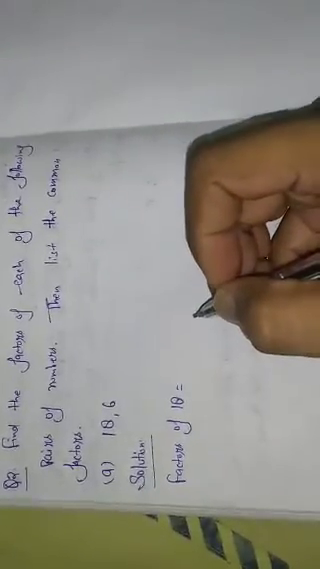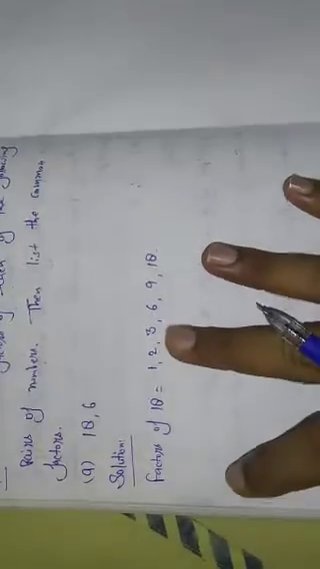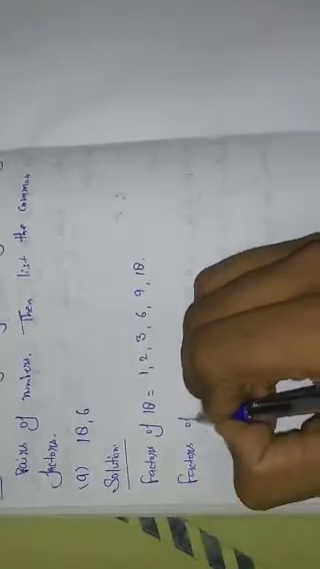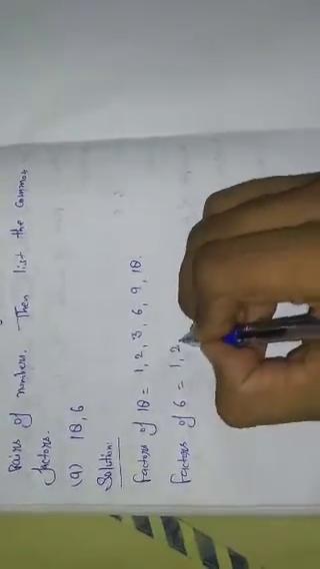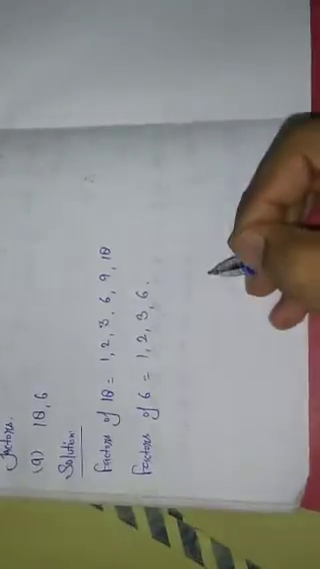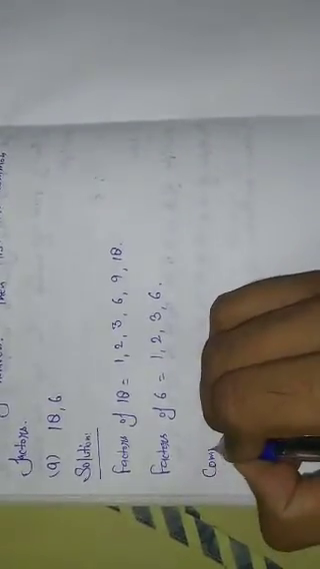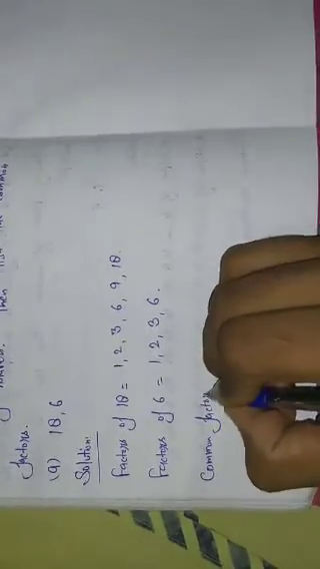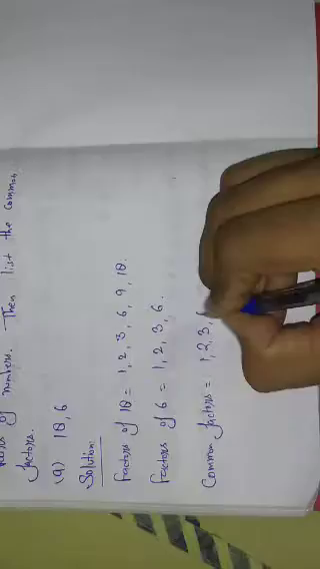As you know, I have already told you 1 is a factor of every number. So 1, then 2, then 3, then 6, then 9, then 18. It means these are the numbers by which 18 is fully divisible without a remainder. Then factors of 6 are 1, 2, 3 and 6. Clear students? After that we will find the common factors, which are common to both. As we have seen 1 here and 2, 3, 6 here, these are the common factors: 1, 2, 3 and 6.